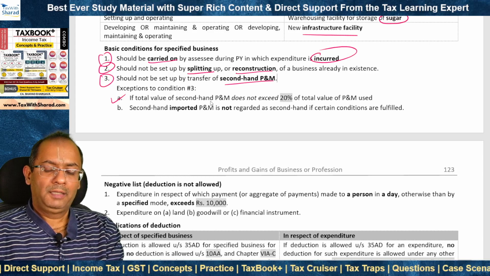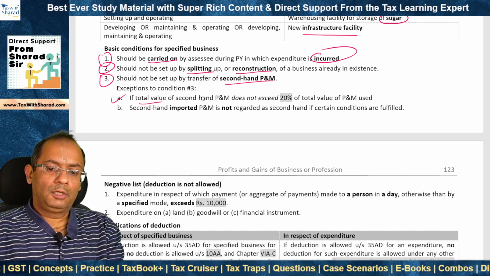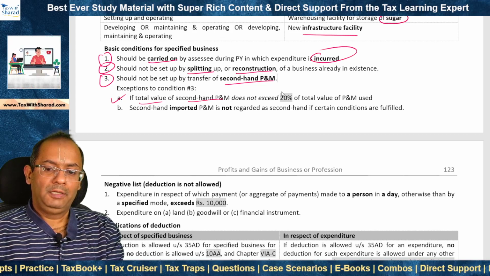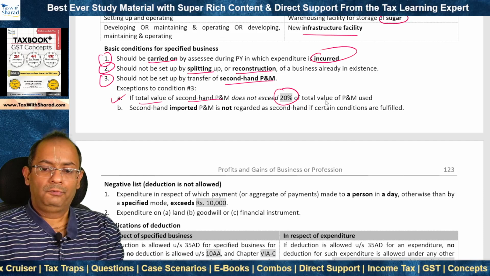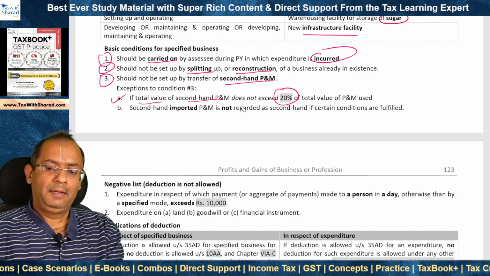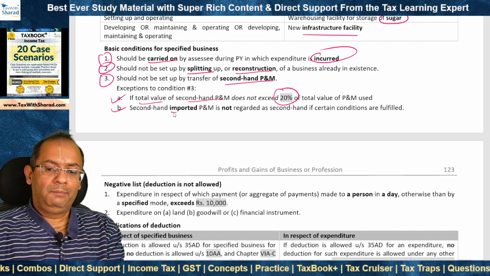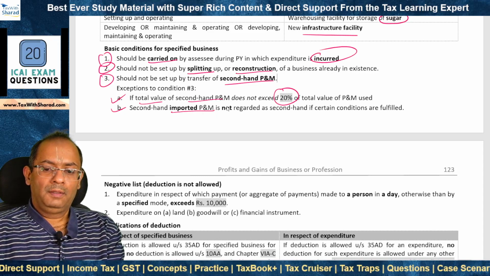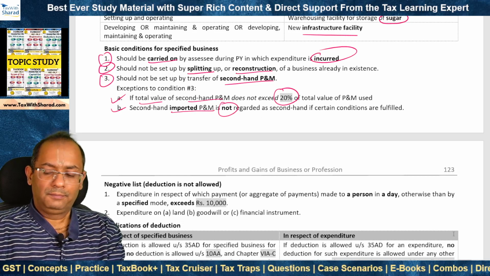But there is an exception which is allowed up to the total value of second-hand plant and machinery up to 20%. So up to 20% of total value of plant and machinery which has been used can be second-hand. There is another exception in respect of second-hand imported plant and machinery. It is also not regarded as second-hand if certain conditions are fulfilled.